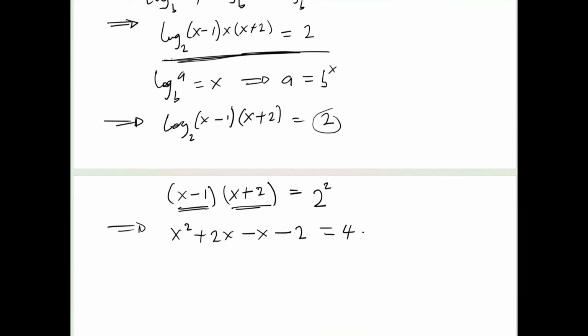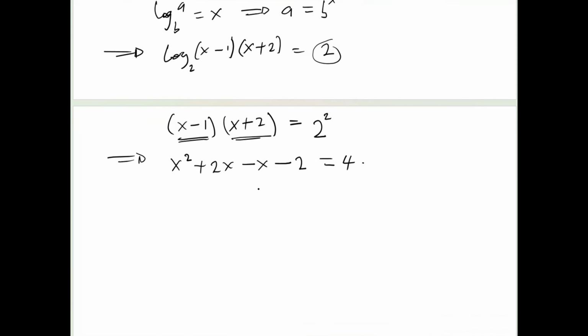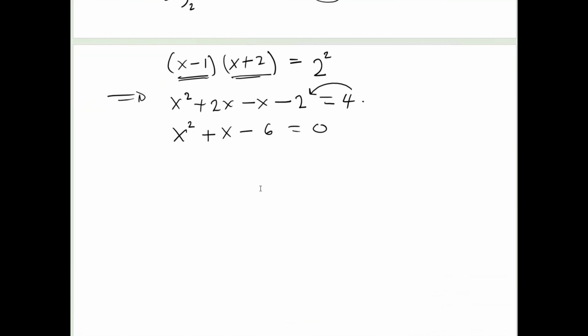Now let's simplify this more. So this will give us x squared, plus 2x minus x will give us plus x. Now we have minus 2 here, and here we have plus 4. If plus 4 crosses this equal sign to here, it becomes minus 4. In that case, minus 2 minus 4 will become minus 6, all equals 0. So this gives us a quadratic equation, and we have to solve this equation quadratically.